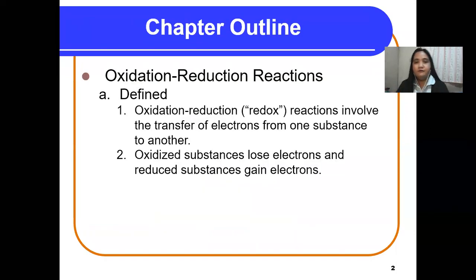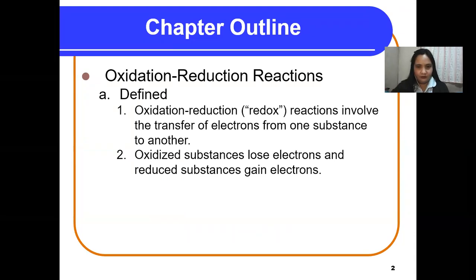So as defined, when we talk about redox, it's actually oxidation reduction. It's not reduction oxidation. It's called redox, but technically it's oxidation reduction. So there are two processes involved. One is oxidation and the other one is reduction. And when a substance is oxidized, it actually loses electrons. And when it's reduced, it gains electrons.